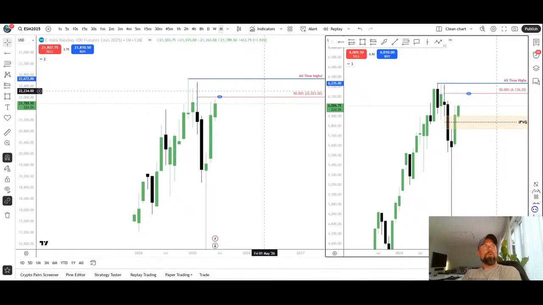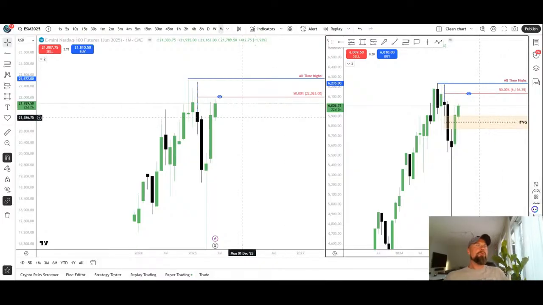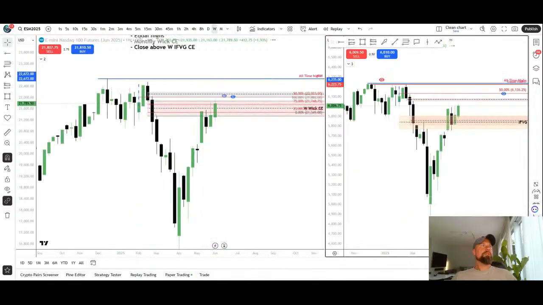Nothing more fancy than this one. I get a feeling for where the market is heading. And we go down to the weekly chart.